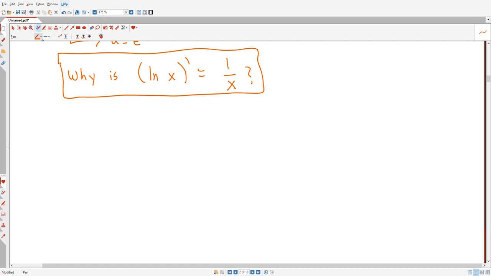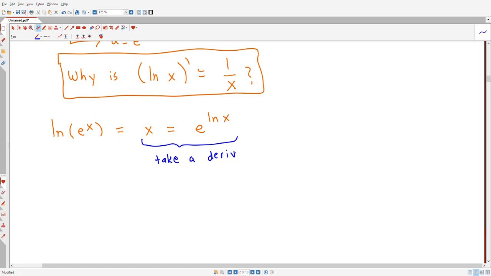And so here's the deal. We actually already know how to answer this. I already know that the natural log is an inverse for e to the x. So when I compose these two functions, they completely undo each other. So what I'm going to do is use this composition. I'm going to take a derivative of both sides. I'm looking for the derivative of ln of x. That's going to appear when I differentiate both sides.